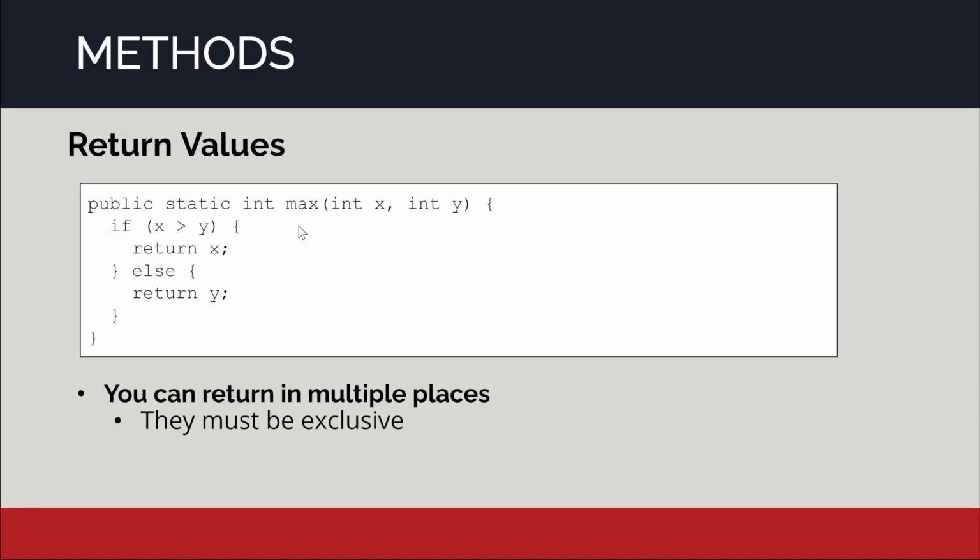So we pass in two numbers, we'll call them x and y. If x is greater than y, then that's the max, and we return it. Otherwise, or else, we return y. And like I said, you can return in multiple places, but they have to be exclusive to each other.